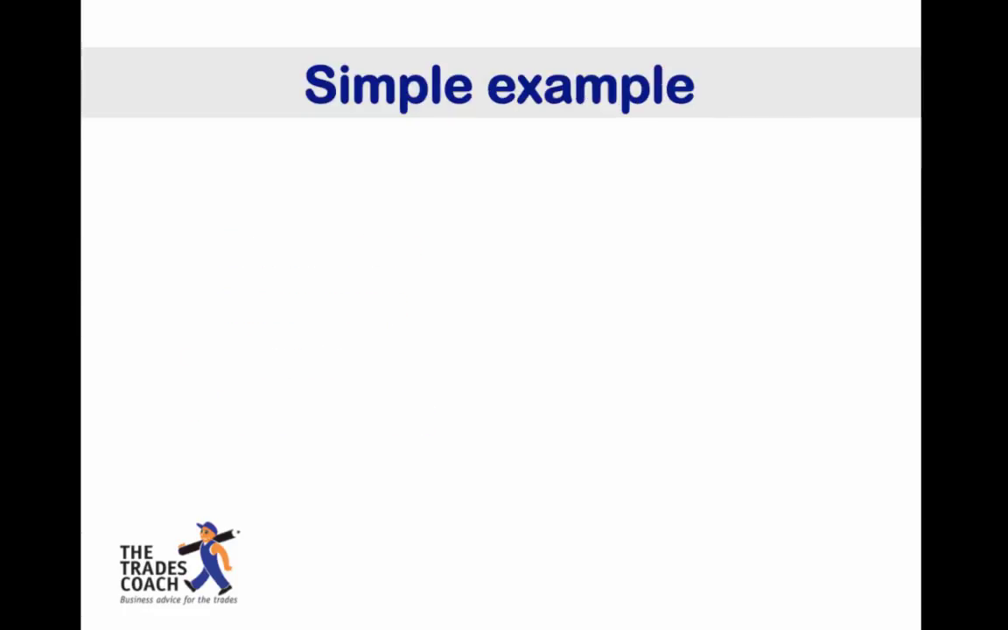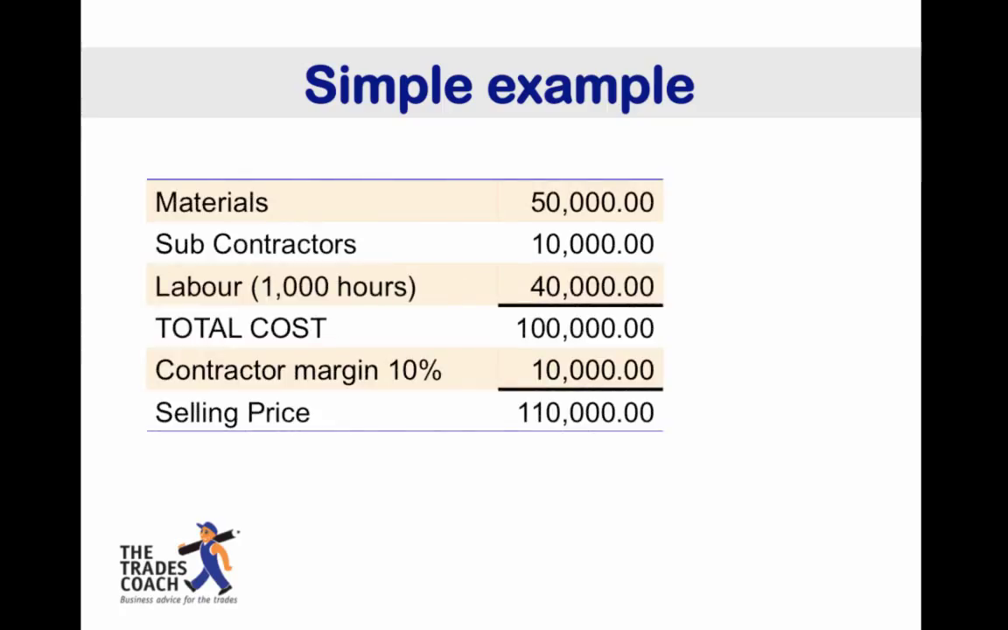So I want to look at a simple example here of a project, and I've chosen nice easy figures. This is put together as if it's a quote to a client. You've got the materials, you're charging them for $50,000 worth of materials. Subcontractors, you're charging them on at $10,000. Labour, you're figuring there's 1,000 hours and you're charging those out at $40 an hour, $40,000. So your total cost there is $100,000.